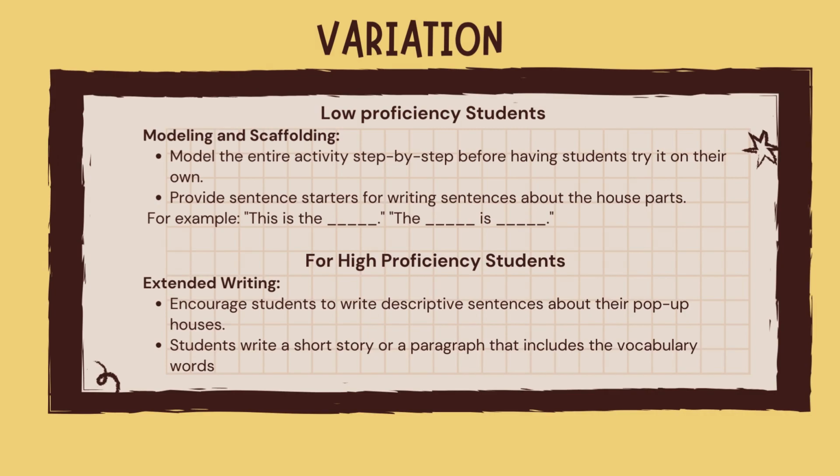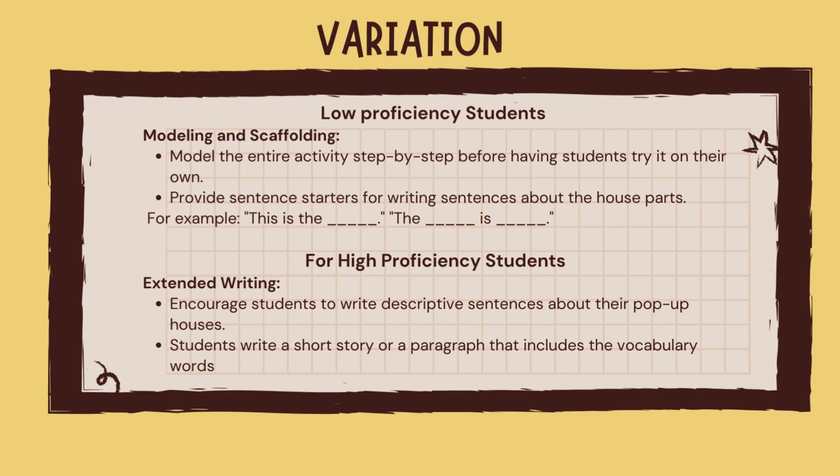The variation is as follows. For low proficiency students, teachers model the entire activity step by step before having students try it on their own. Teachers also can provide sentence starters for writing sentences about the house parts. For example, this is the, so students need to complete the sentence.